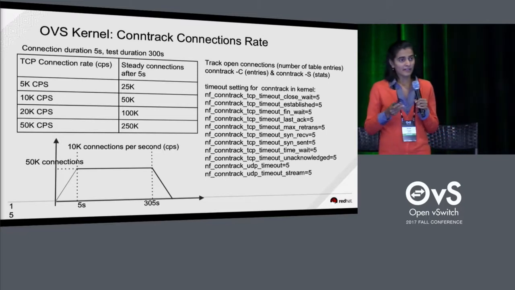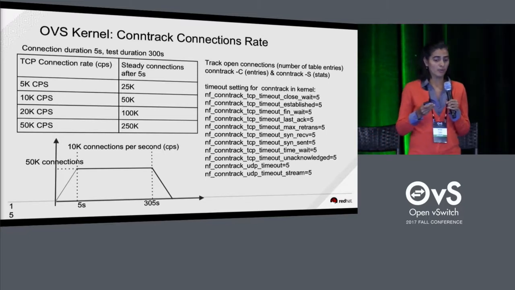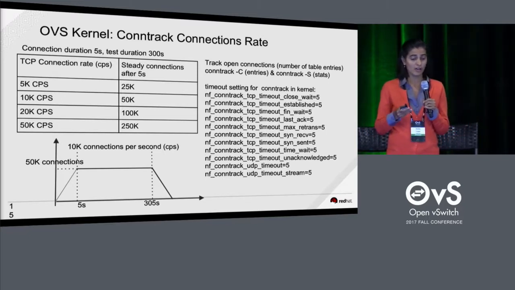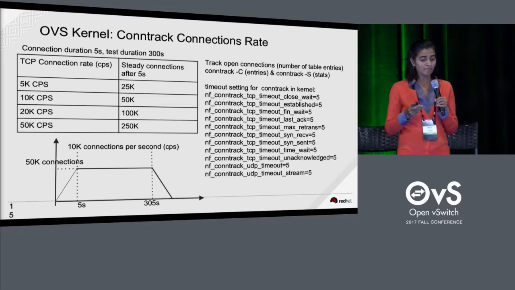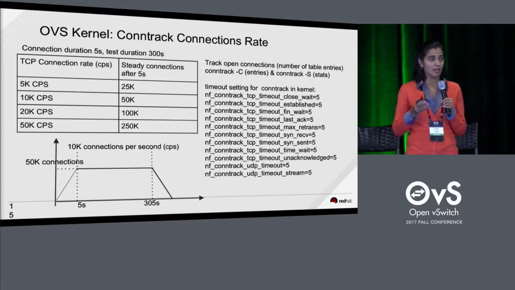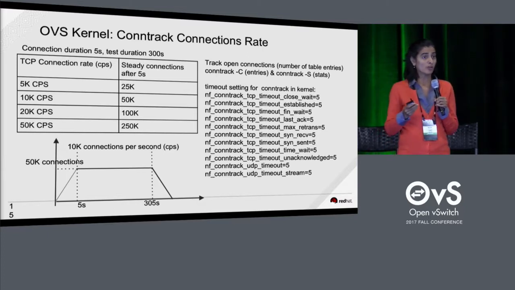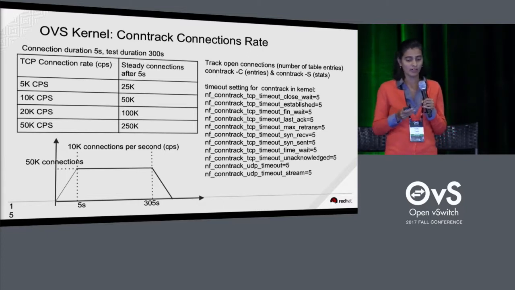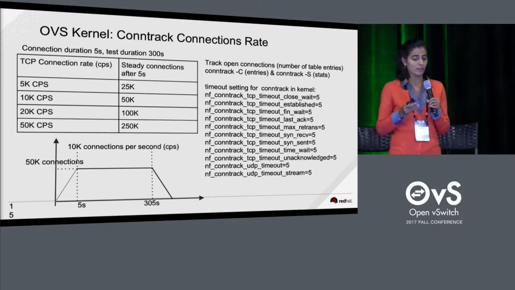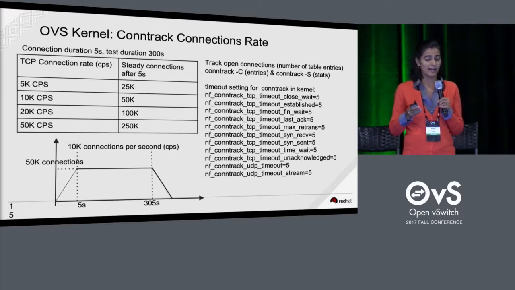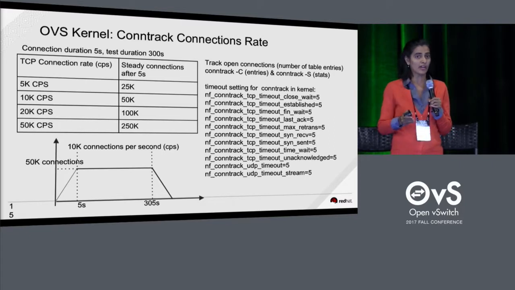Now looking at our next step where we want to test connections, the connection rate, how many connections per second can we handle? And this is, again, OVS kernel, going to traditional Open vSwitch, where we have all the tunables that Aaron talked about. We can actually track the number of open connections, the stats. We can actually set a bunch of timeouts here, and we've set them all to 5 seconds.